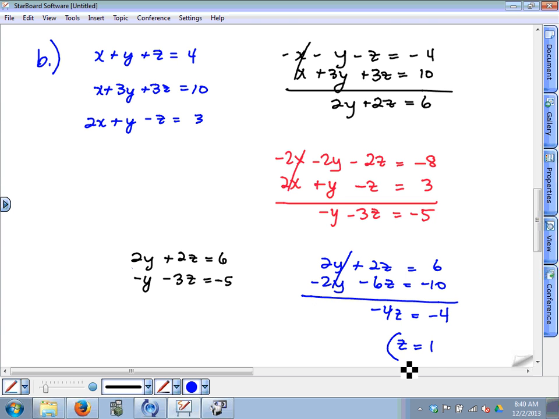So I'm going to take this z is equal to 1, plug it into this equation here. That becomes 2y plus 2 times 1, which is 2, is equal to 6. Subtract 2, that becomes 4. Divide by 2. So we get y equals 2.